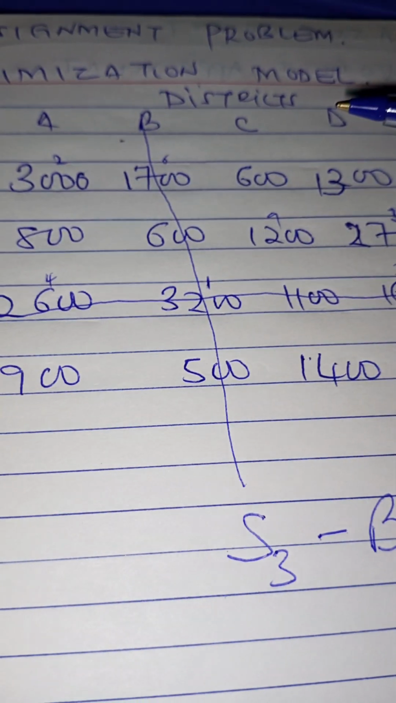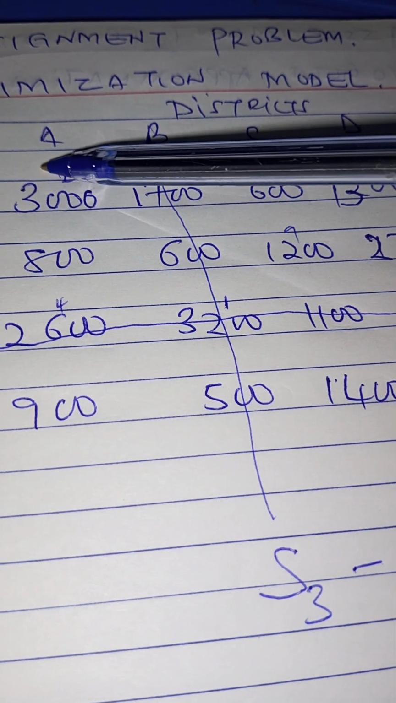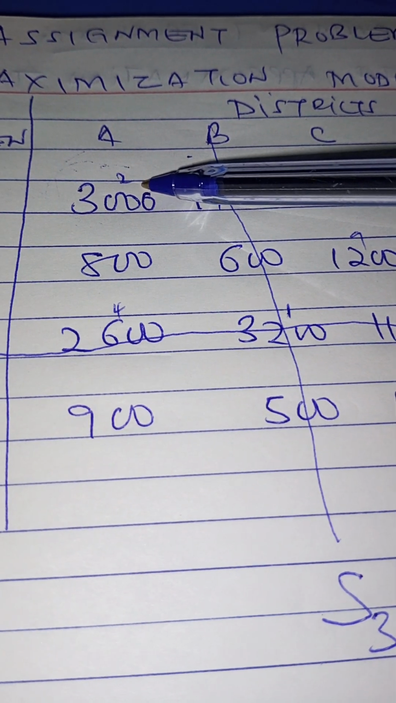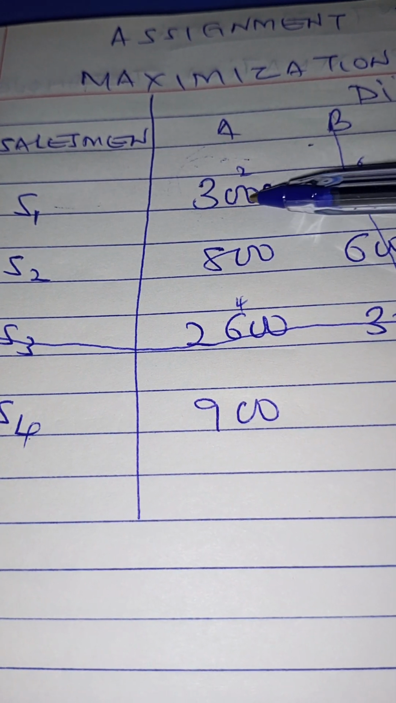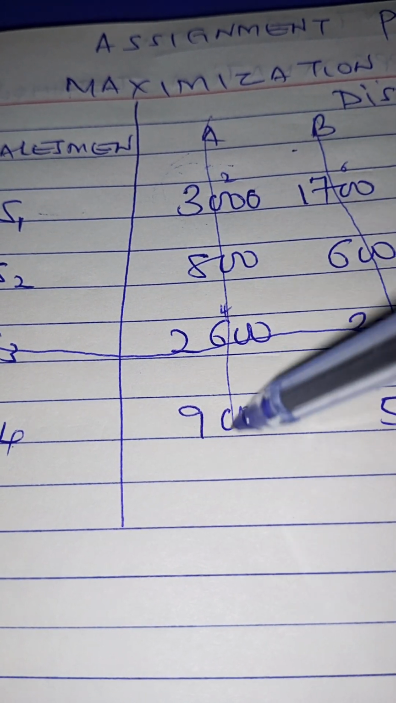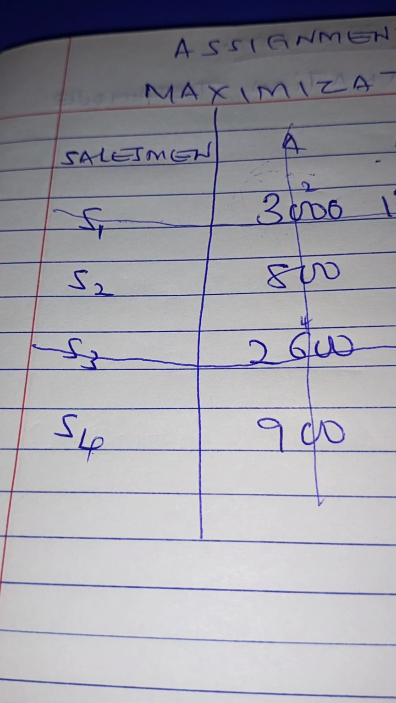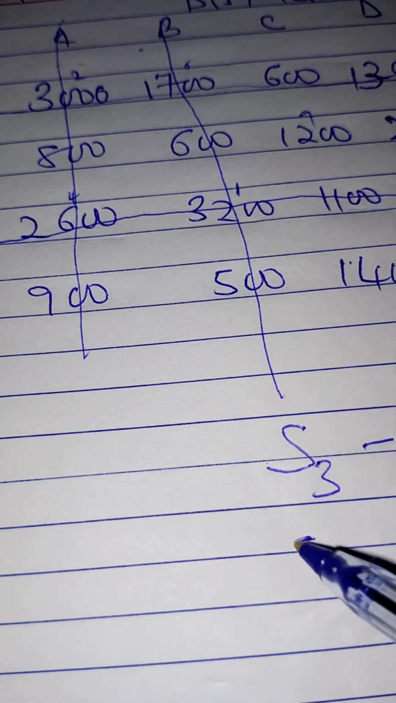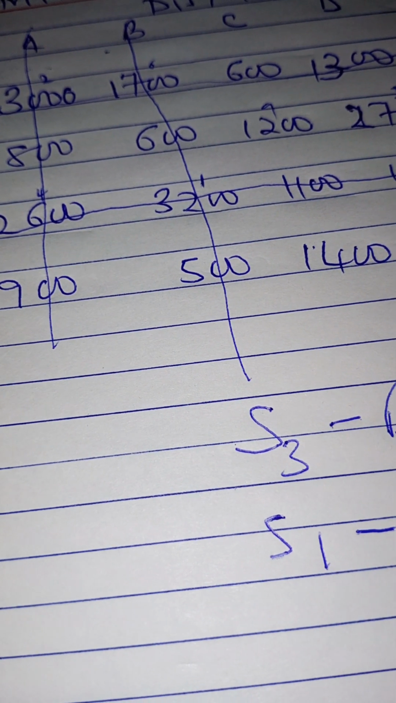Right. The second largest amount of revenue that we shall earn is 3,000. That is given by district A when A is assigned to S1 or salesman 1. And therefore, once again, we shall cancel out A and cancel out salesman S1, so that we can now assign S1, salesman 1, to A, giving us 3,000.